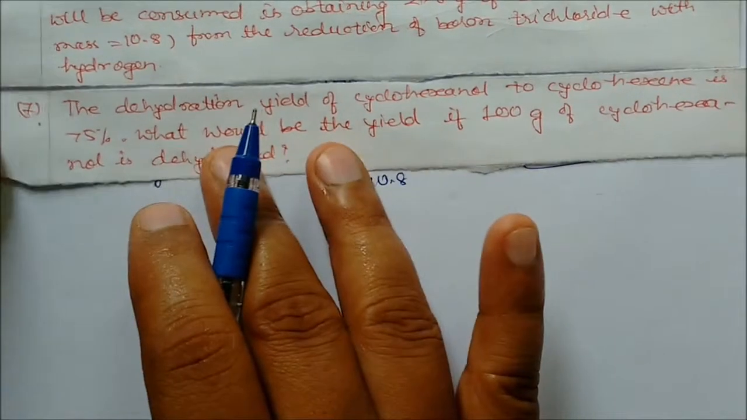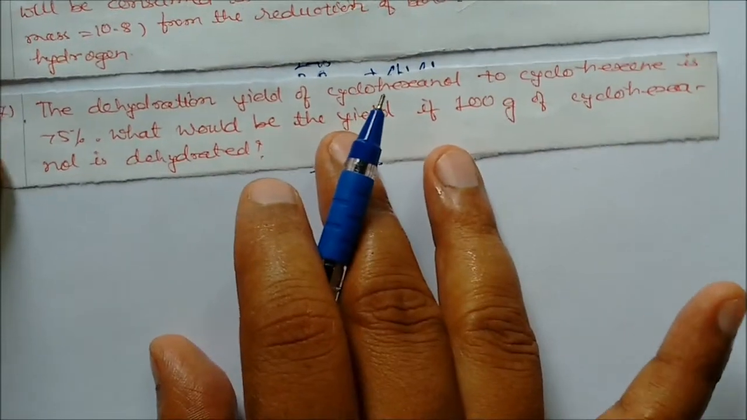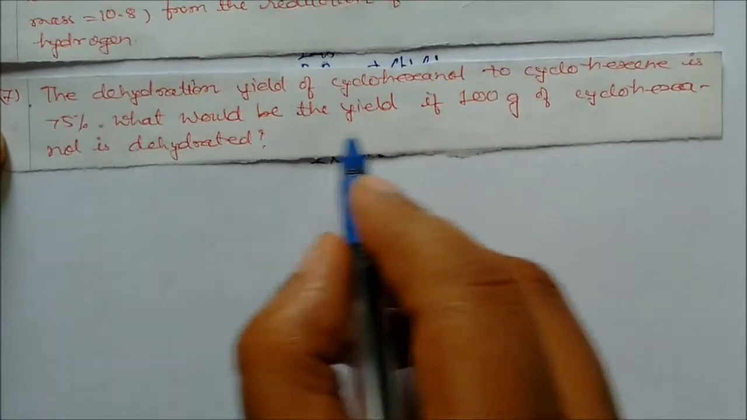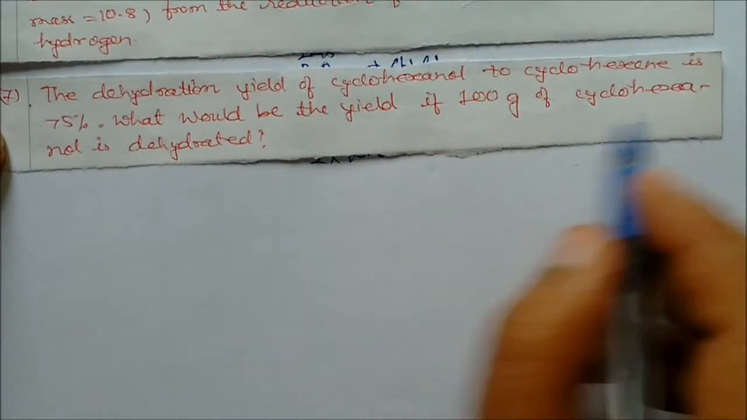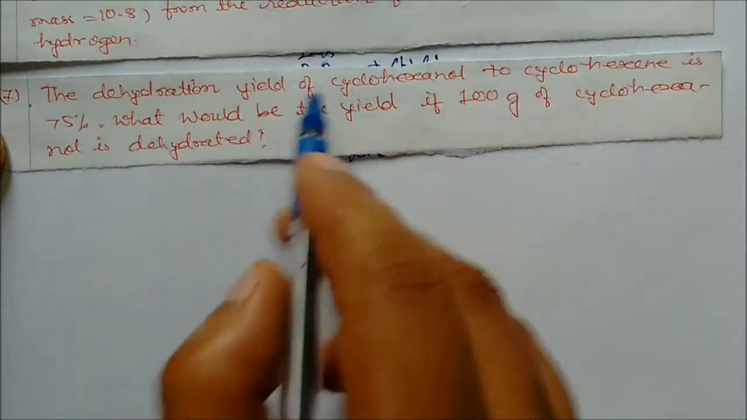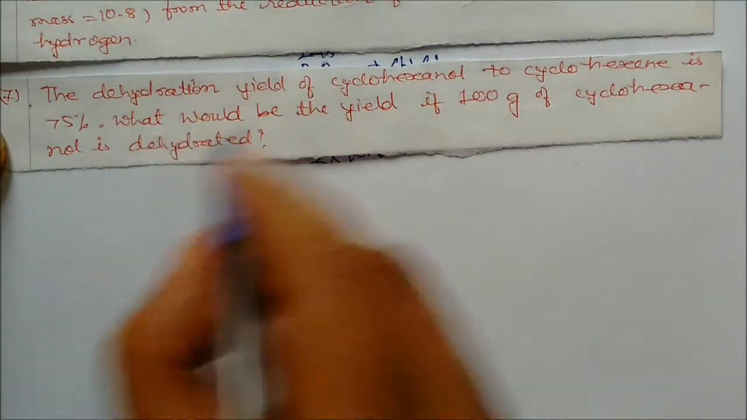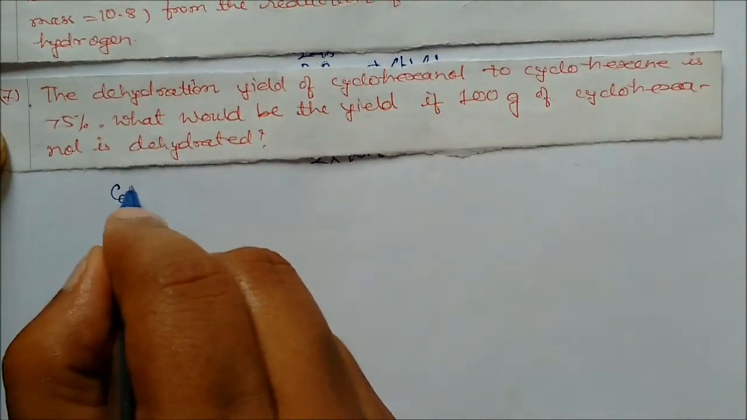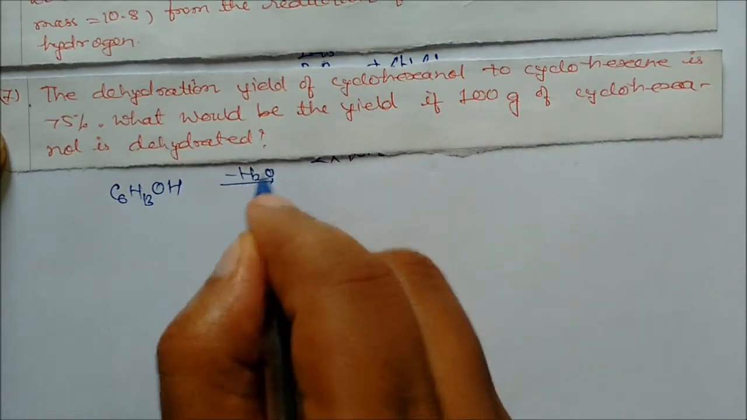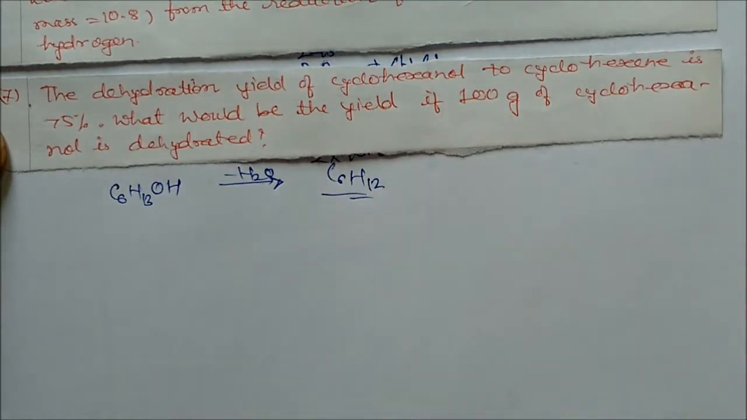Now here is the dehydration yield of cyclohexanol to cyclohexene. The yield is 75%. What would be the yield if 100 gram of cyclohexanol is dehydrated? Dehydration means removal of water. The cyclohexanol formula is C6H13OH. On heating water is released, so we will get the product C6H12.